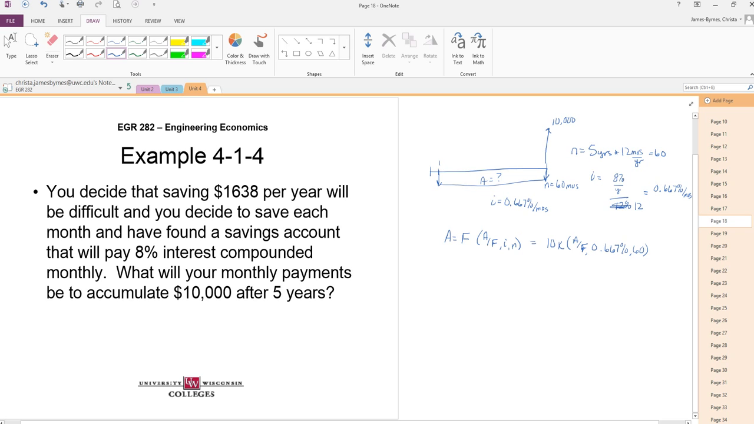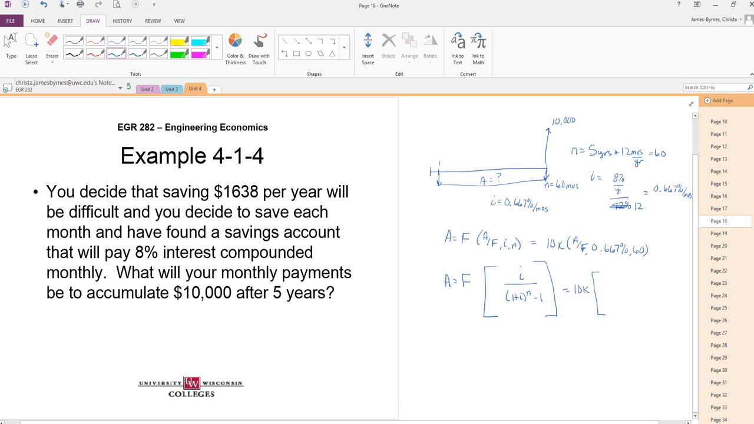We don't have 0.667%. So we can do one of two things. We can linearly interpolate between a half and 3/4. Yeah, we could do that. It's probably going to be about the same amount of work to just use the formula: A equals F times i over (1 plus i)^n minus 1. So don't ever forget, we can always use these formulas.